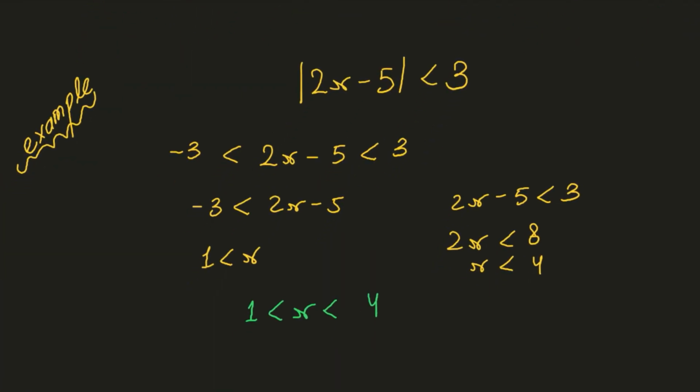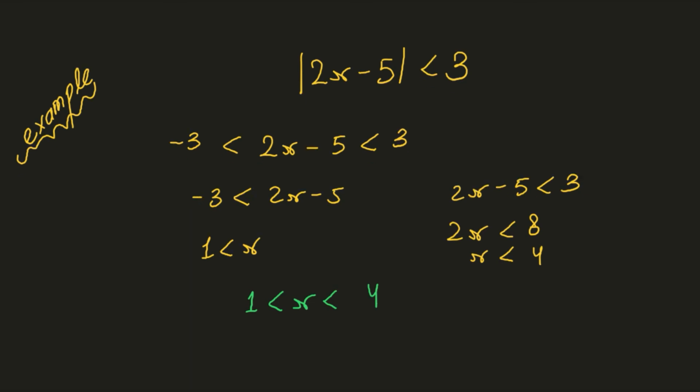So let's see an example. Modulus of 2x minus 5 is less than 3. We know the rule. If it's less than 3, you're going to have minus 3 on one side, 3 on the other side, and 2x minus 5 in the middle. That's a good way to remember it. We deal with both sides separately. We get x is greater than 1 and x is less than 4, which can be written as a single line: 1 is less than x is less than 4.